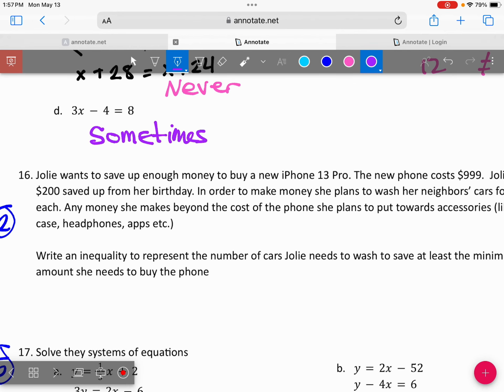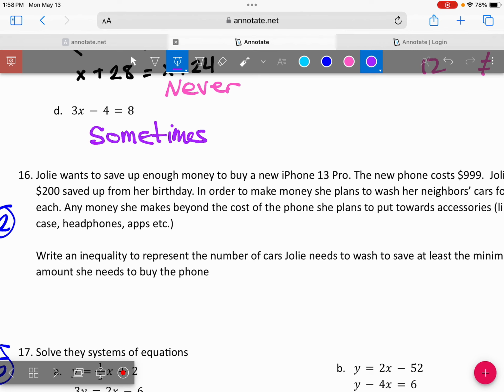All right, so this next one is a writing inequalities thing. So we're writing an equation and having it be an inequality. This was like the very end of the chapter. So we've got Jolie saving up money for a new iPhone 13 Pro. The new phone costs $999. She has $200 saved up from her birthday, and in order to make money, she plans to wash her neighbor's cars for $10 each. So how could we write an equation for how much money she's going to make if she has an unknown number of cars?